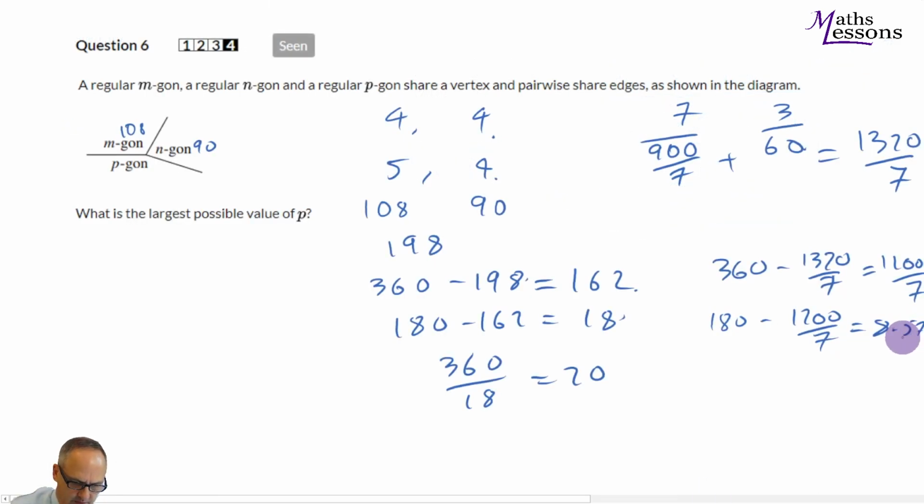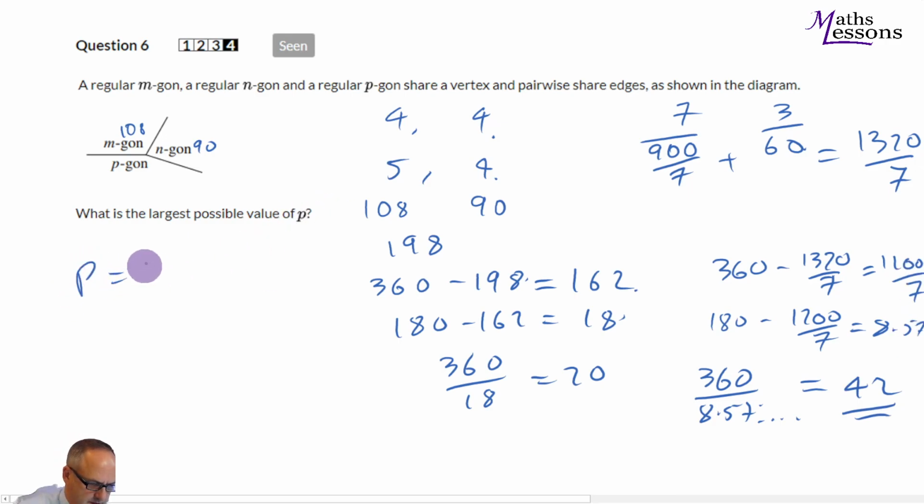So we know we've got 8.57 degrees. So if we do 360 divided by that, now it's important you use your whole calculator display here because otherwise it won't work it out exactly. So if we do 360 divided by that answer, we get 42. And that must be the largest value of p. So p must equal 42.